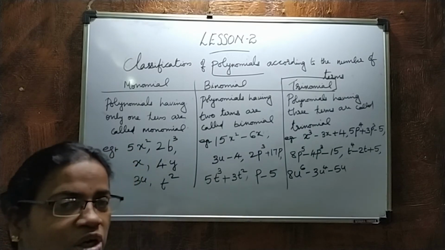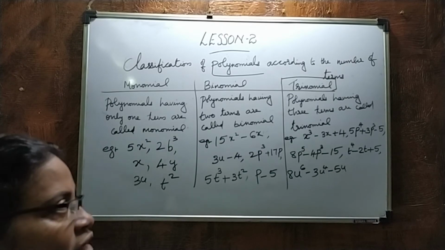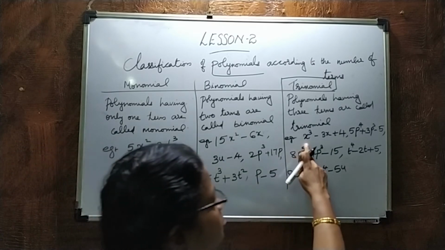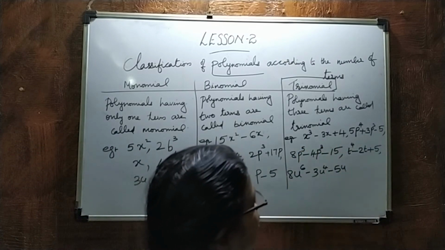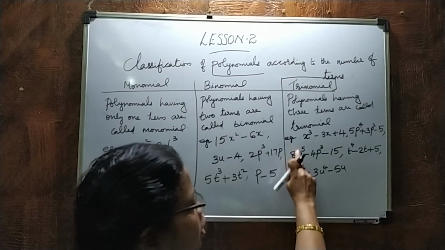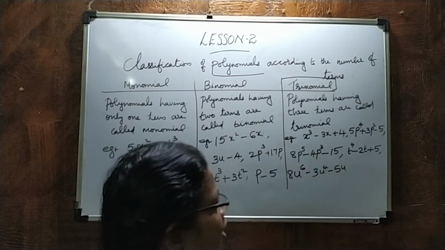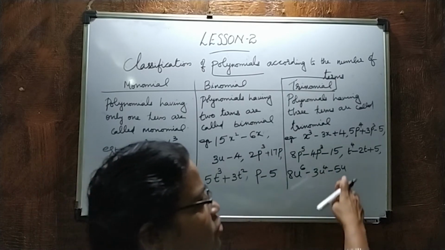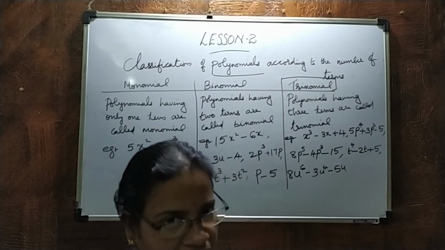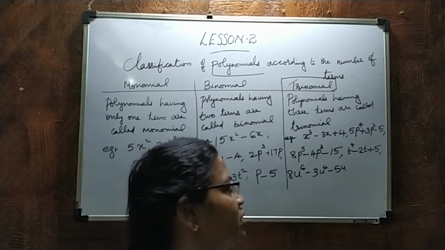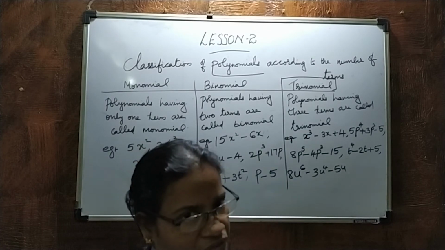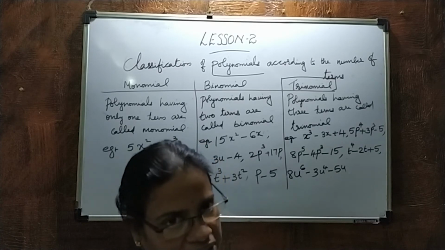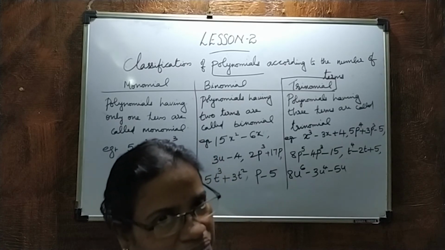Now trinomial means what? Trinomial means polynomials having 3 terms are called trinomial. Just look, 3 terms are there: 1, 2, 3. Here also 8p raised to 5 is 1 term, second term negative 4p, third term negative 15. Then t raised to 4, first term, negative 2t, second term, and then 5 is the third term. Then 8u raised to 6, first term, negative 3u raised to 4, second term, and negative 5 is the third term. Hope you understood.